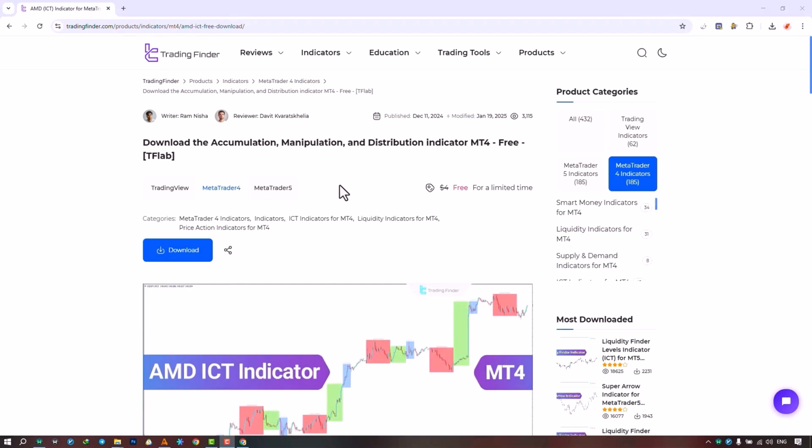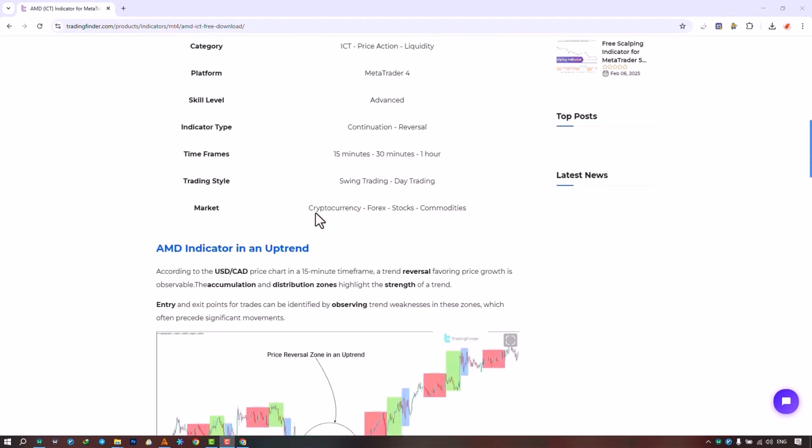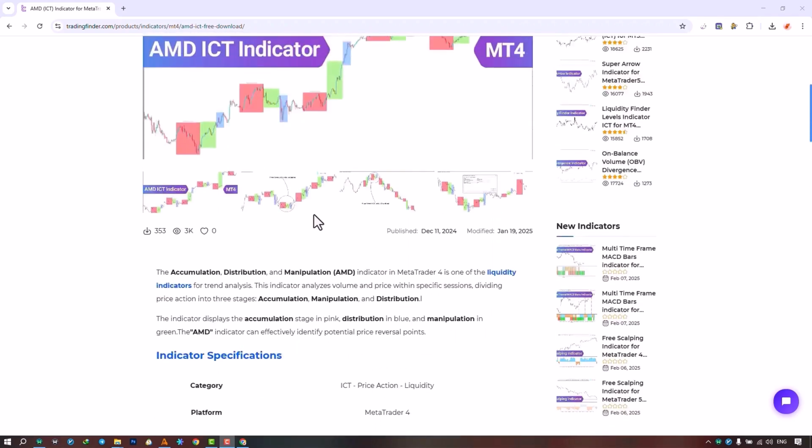The AMD indicator in the ICT style, which stands for Accumulation, Manipulation, and Distribution, is available for various platforms on the TradingFinder website. From this section, you can download the indicator file for the MetaTrader 4 and MetaTrader 5 platforms and run it on the chart. Traders can also read this page to understand how the indicator works and how to use it.